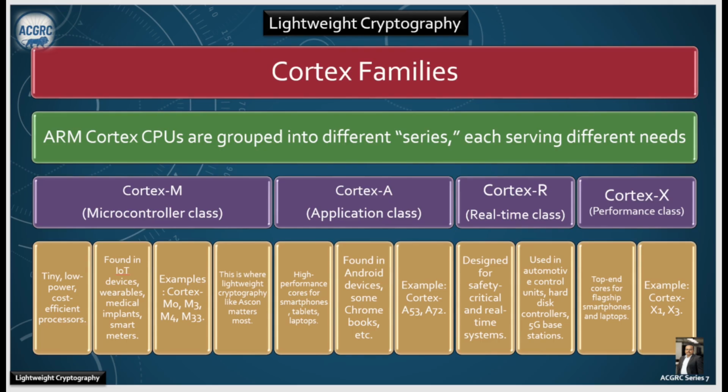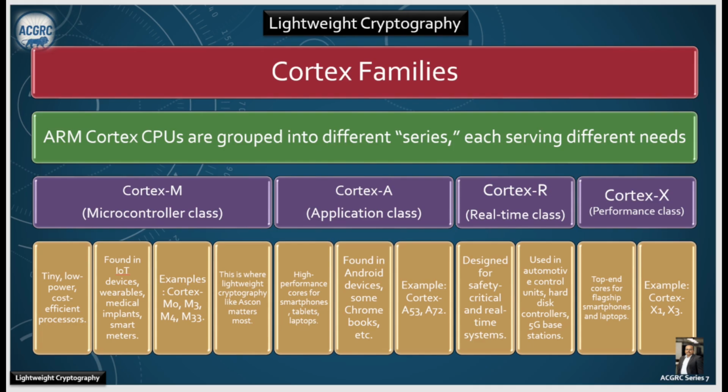There are a few Cortex families, which are Cortex series for different needs. Cortex-M microcontroller class, Cortex-A application class, Cortex-R real-time class, Cortex-X performance class. Cortex-M is a tiny, low-power, cost-efficient processor. It's found in IoT devices, wearables, medical implants, smart meters. This is where lightweight cryptography like Ascon matters the most.